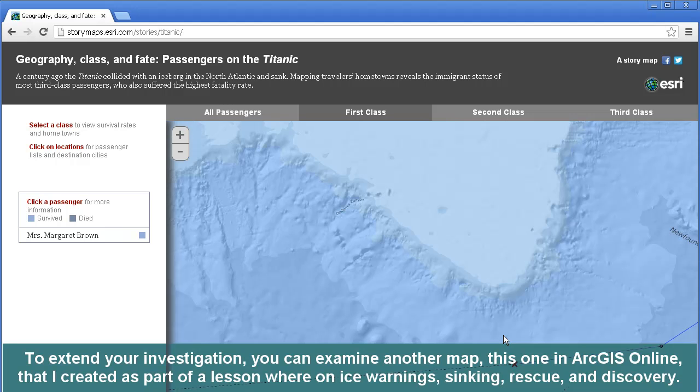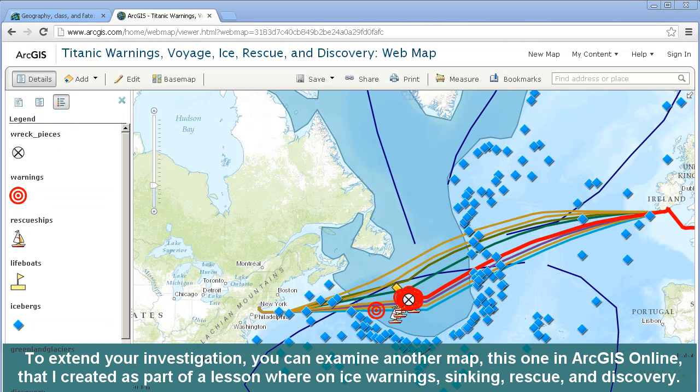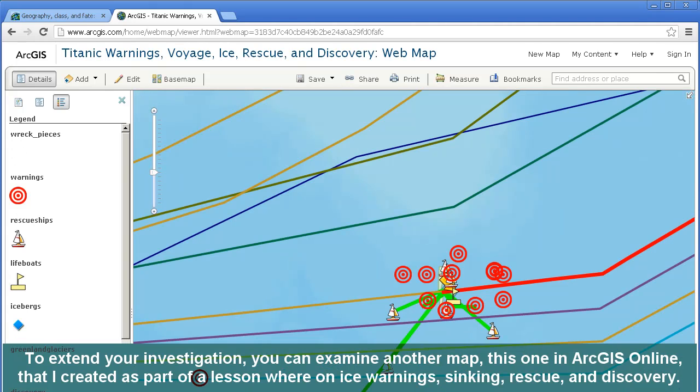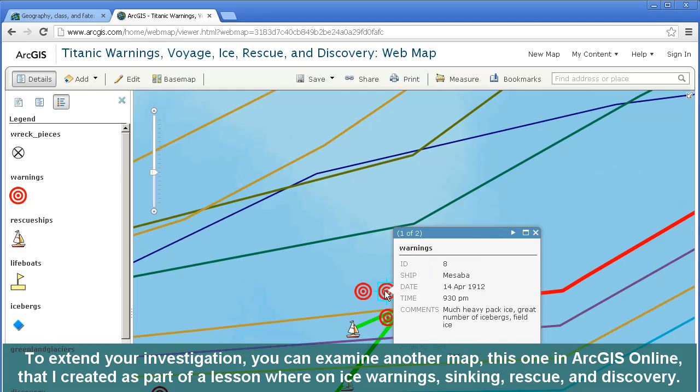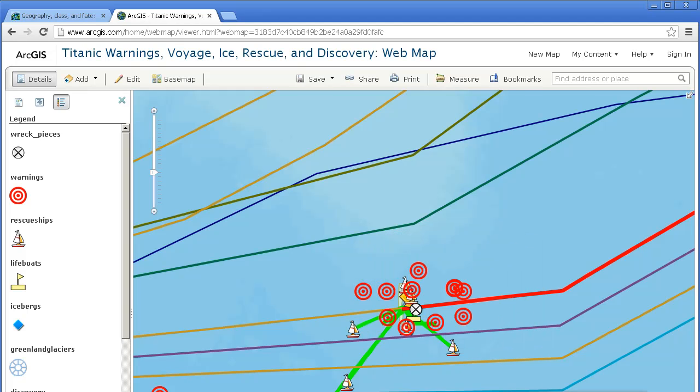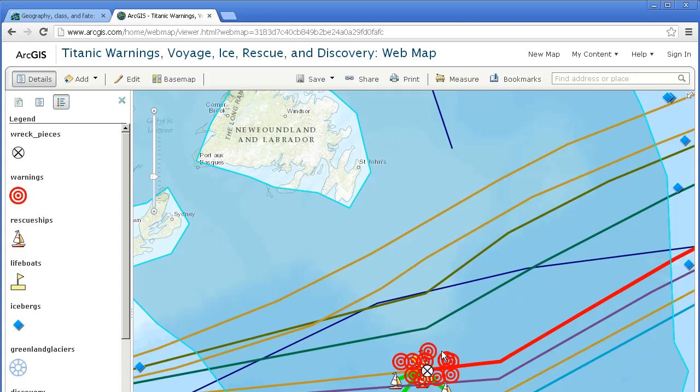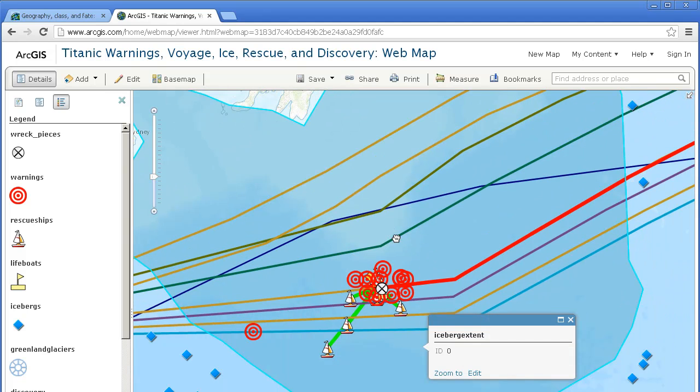To extend your investigation, you can examine another map, this one in ArcGIS Online, that I created as part of a lesson where you can study the ice warnings, sinking, rescue, and eventual 1985 discovery of the ship. So in here I have the warnings that the Titanic had received. What's amazing to me about this is that if you zoom out, you can see that the actual route of the ship, which is this red line here, went right into the warnings. Of course, now we have the advantage of having a GIS at our fingertips. But isn't it amazing that it goes right into this pack of warnings?